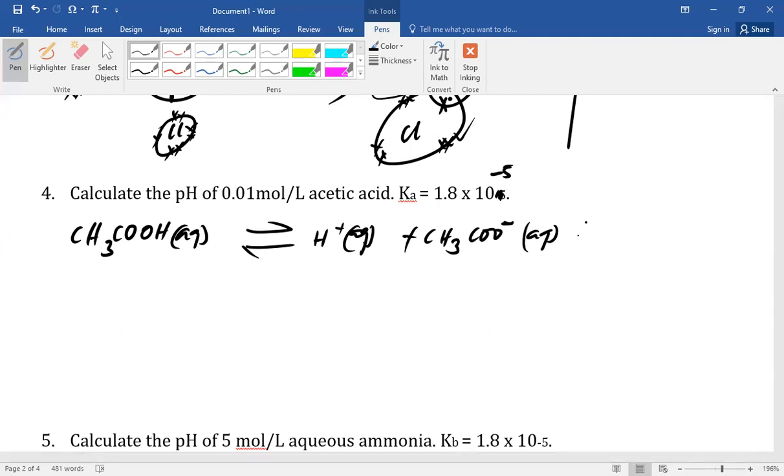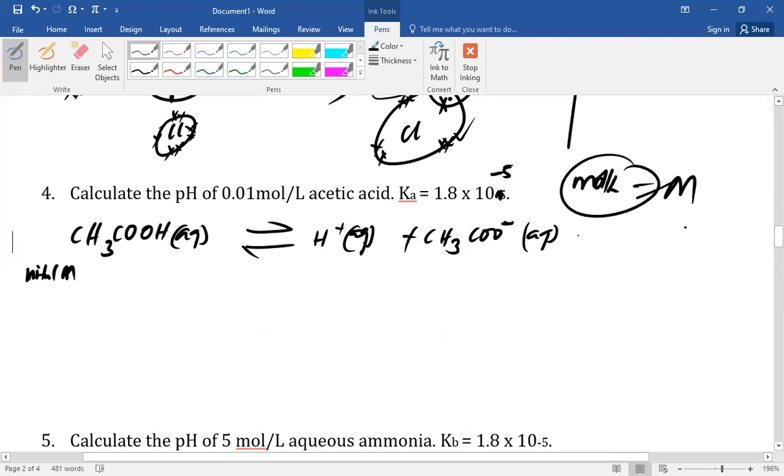Now here, what happens is that at the beginning, we have what we call initial molarity. So that's the molarity or the concentration. So the initial concentration here is 0.01. And the initial concentration for this, we don't have it, so it's going to be 0. And the initial concentration of this is not there also. It's going to be 0.